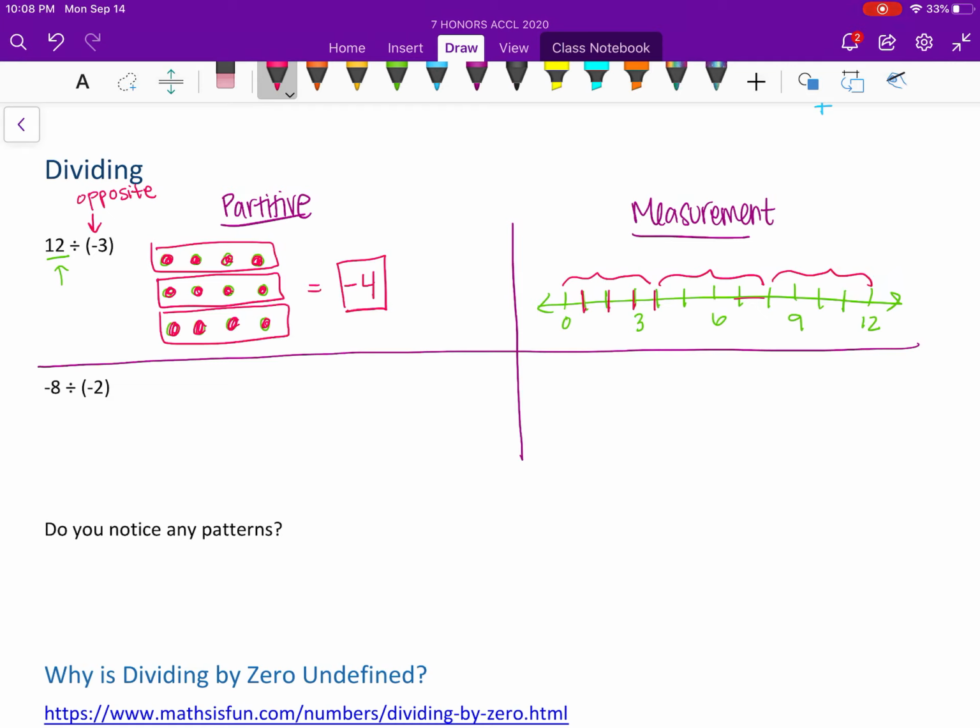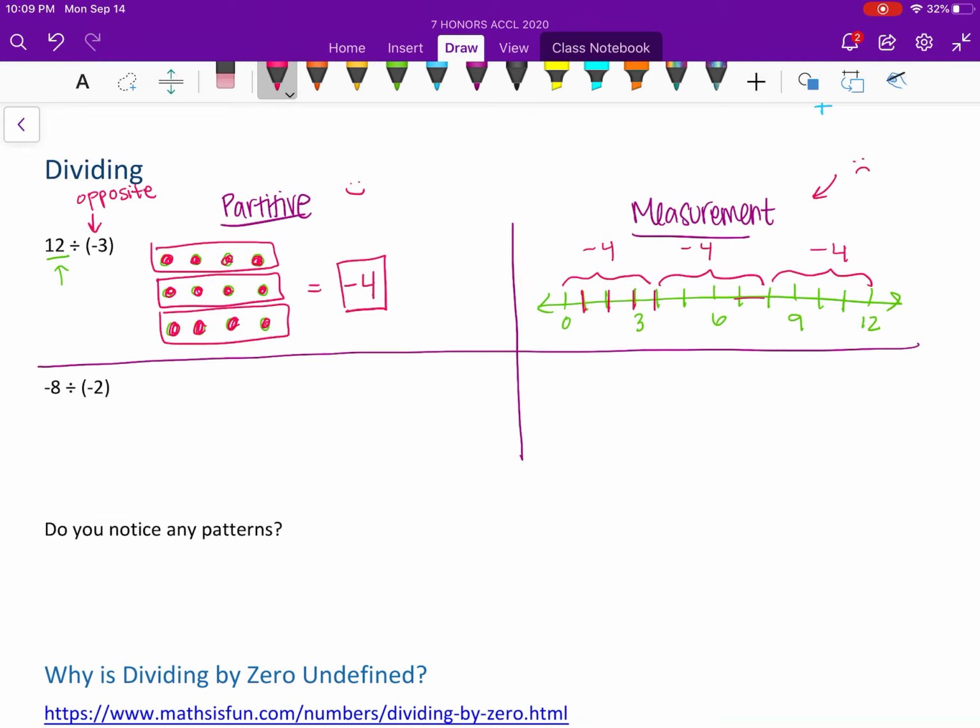Well, we want the opposite of it, so then we'd have to flip our number line. So we'd have the opposite, or -4. Okay. Now, for the measurement one, this doesn't really make a lot of sense. We probably would not use measurement for this one. Okay. However, we would use partitive for this one. That one's a little bit easier.